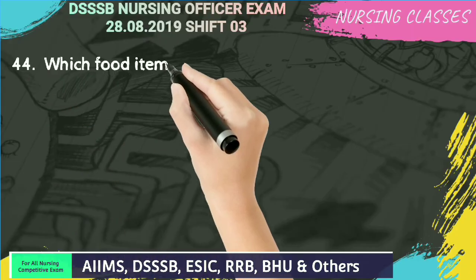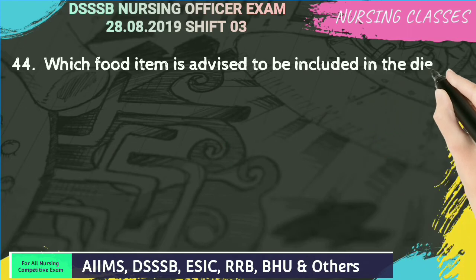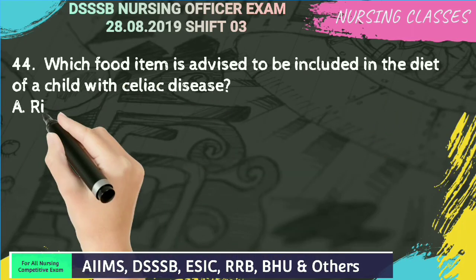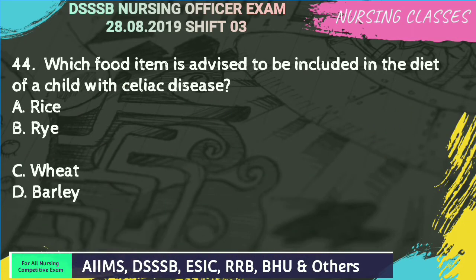44. Which food item is advised to be included in the diet of a child with celiac disease? A. Rice. B. Rye. C. Wheat. D. Barley. Correct answer A. Rice.